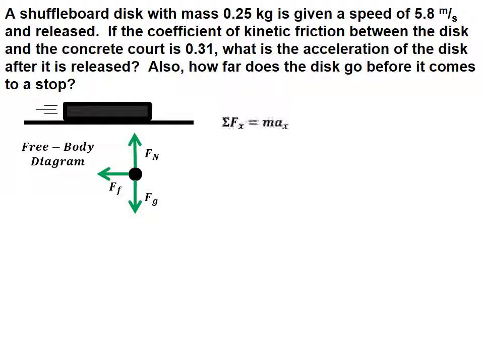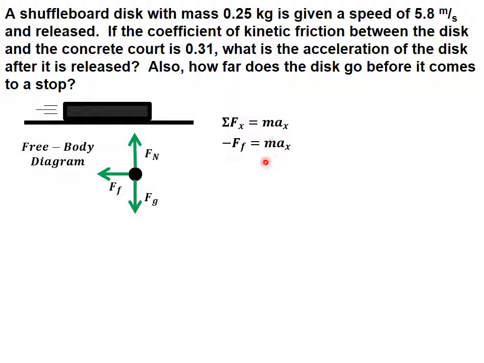Okay, so we do Newton's second law in the x direction, the horizontal direction. The net force is going to be equal to mass times acceleration. The only force we have in the x direction is the force of friction, and the force of friction is to the left, so it gets a negative sign. So negative force of friction is going to be equal to mass times acceleration.